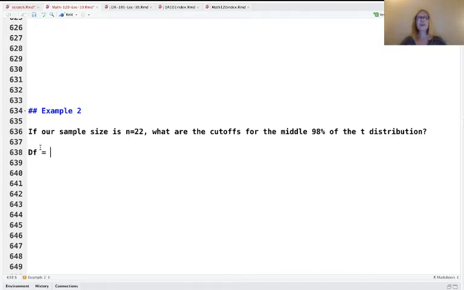First, we need our degrees of freedom. That's always n minus 1. So here, that's 21. Easy peasy. 21 degrees of freedom.